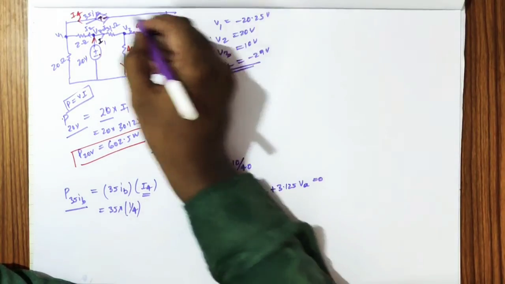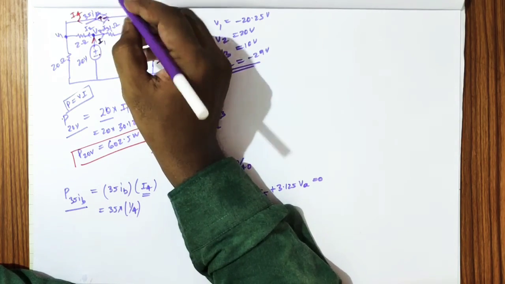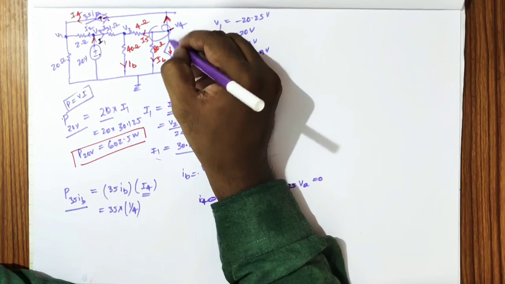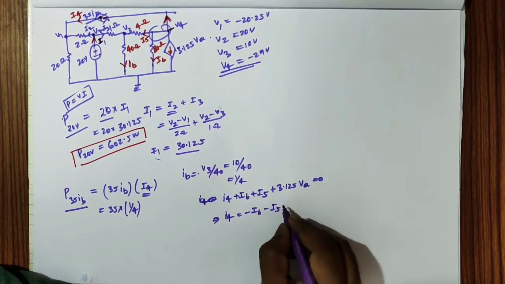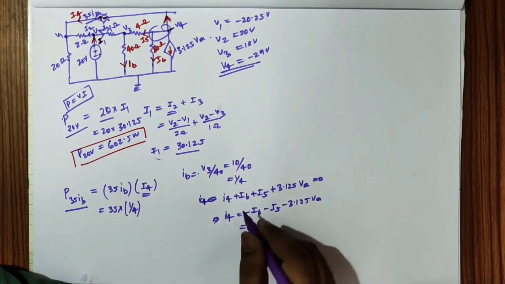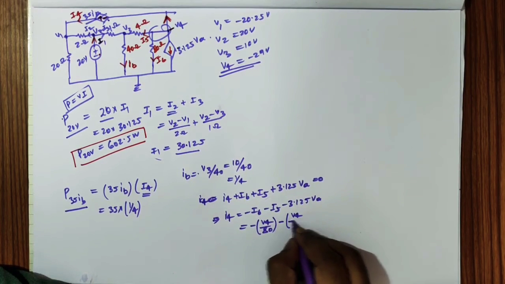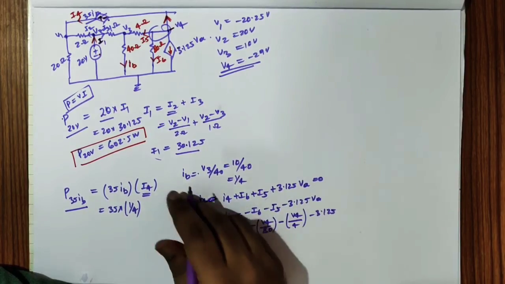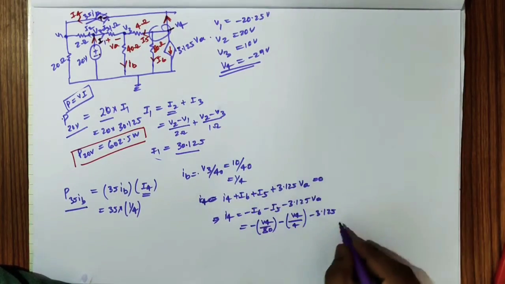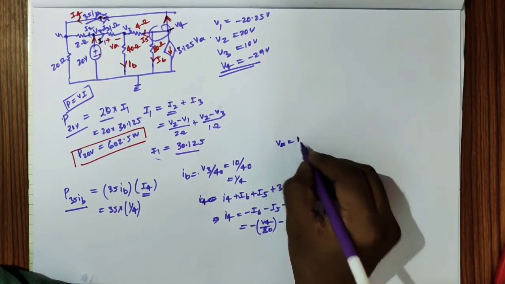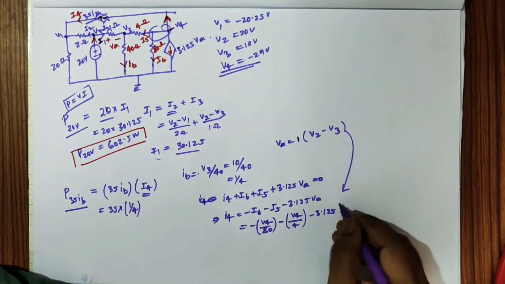If I think of this as a source, to get the I4 value, I again choose currents leaving here. So I4 equals minus I6 minus I5 minus 3.125 VA. I6 is V4 by 80, I5 is V4 by 4 ohm, minus 3.125 VA. What is the value of VA? VA equals 1 into the current flowing from V2 to V3, that is V2 minus V3. Substitute here.